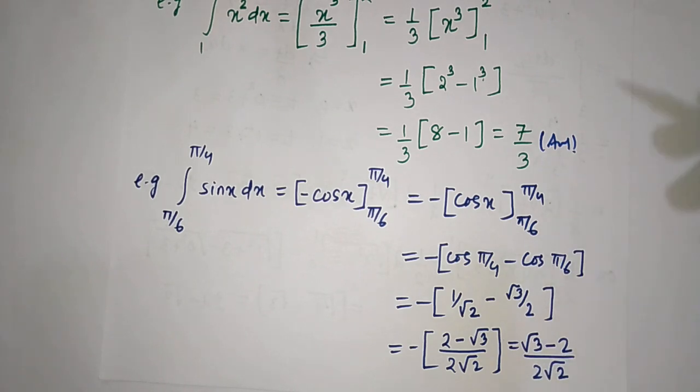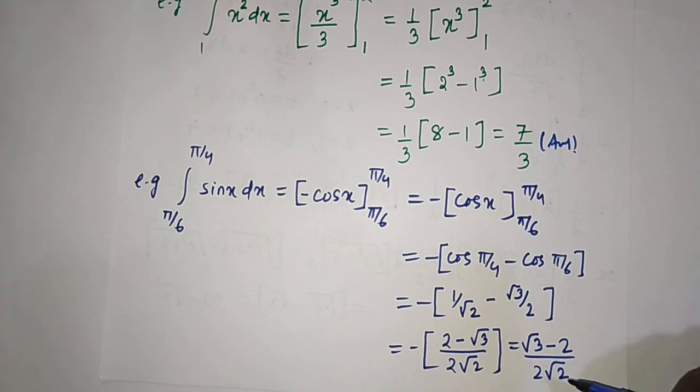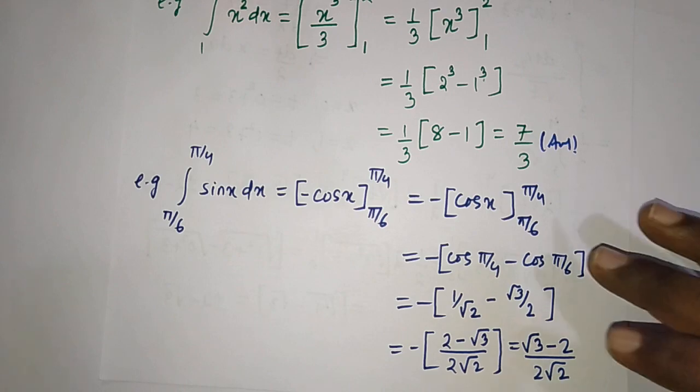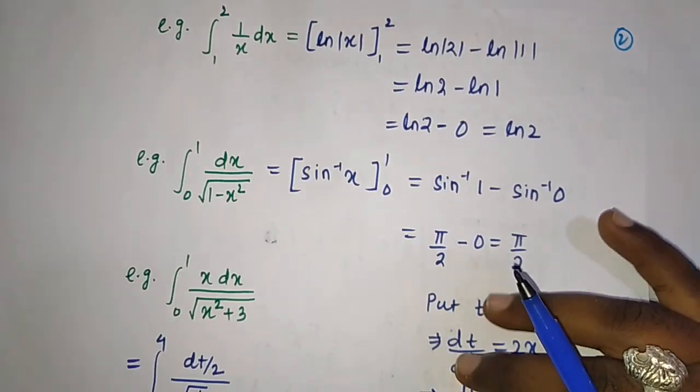One more step also you can do. Here root 2 is in the denominator, so rationalize this answer, multiply root 2 in the numerator and denominator, then you will get the simplified form. Okay, next let us discuss another easy example.